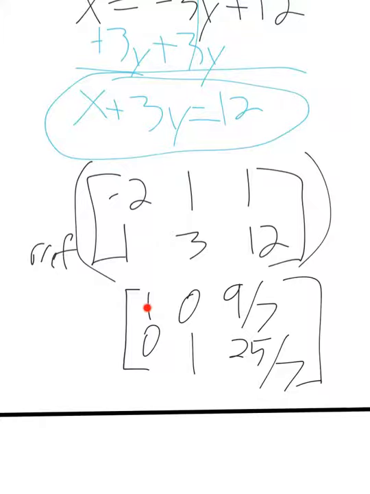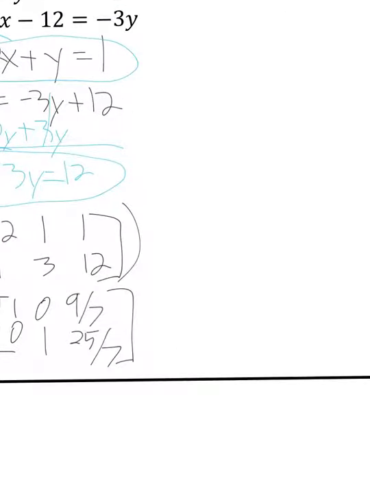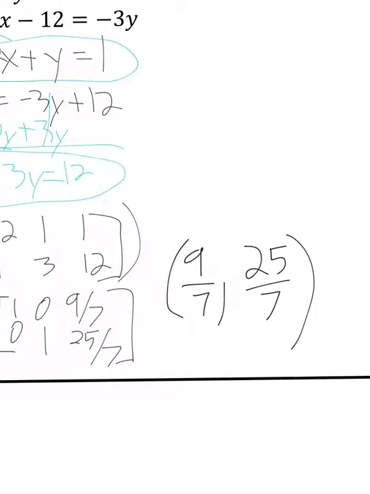This tells me I have 1x, 0y, so x equals 9 over 7, 0x, 1y, so y equals 25 over 7. So I can just rewrite the answer somewhere as an ordered pair, 9 over 7, comma, 25 over 7. And that's it.